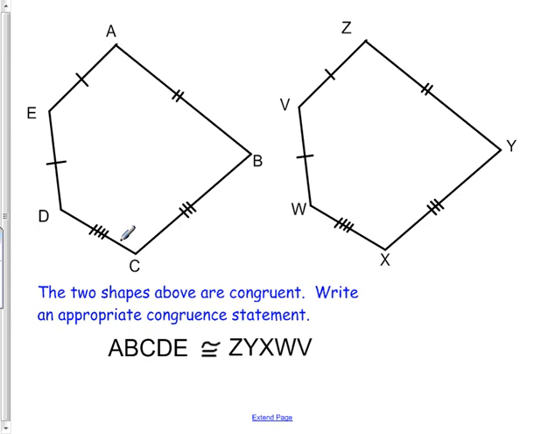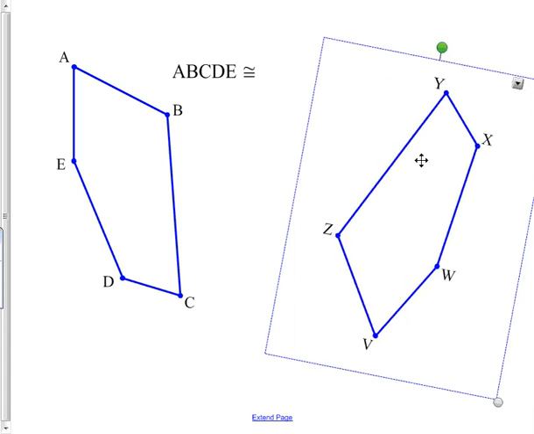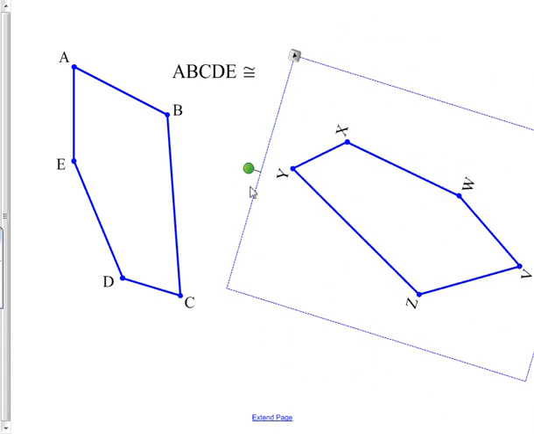If we chose, instead of starting with A, to start with B, going B, C, D, E, A, then we would start with Y and go Y, X, W, V, Z. Okay, two more here. This one, these are congruent. I'll just tell you that, and I want you to match them up. So maybe pause it and see if you can figure out which order these letters have to go in. Otherwise, I'll do that right now. One of the things you can do is manipulate the shapes, and you can take this shape and rotate it so that it lines up nicely with the other one.